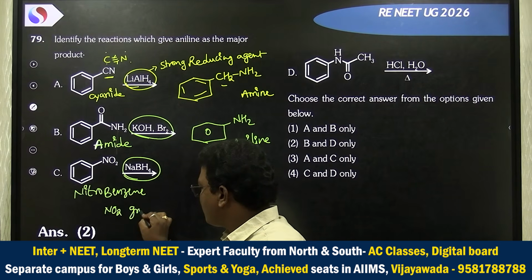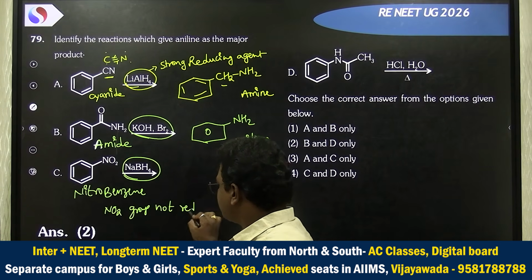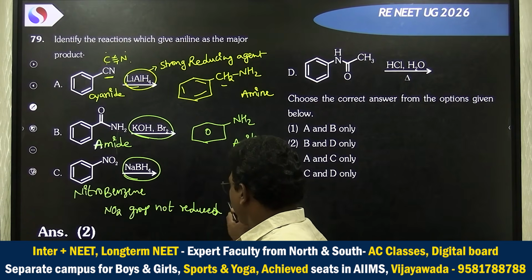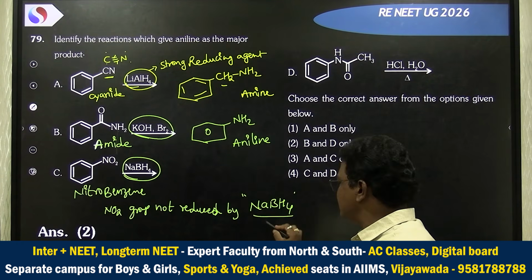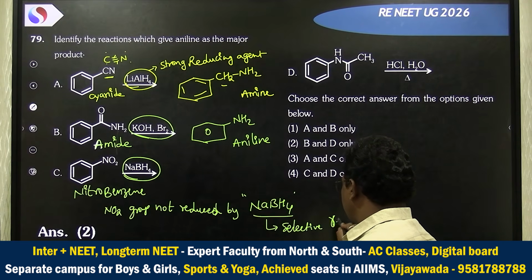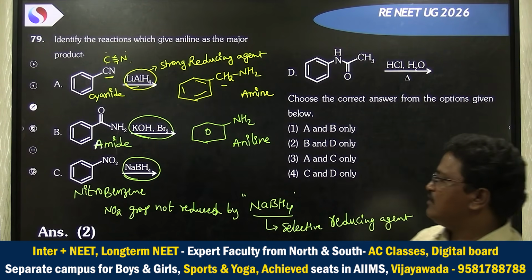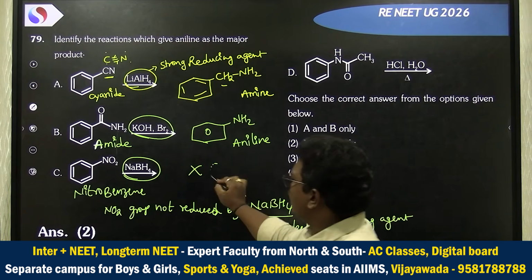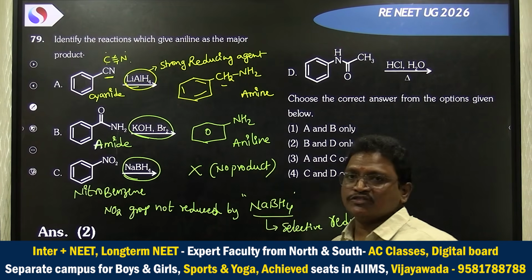NO2 group is not reduced by NaBH4 because NaBH4 is a selective reducing agent. This is a selective reducing agent. Because of this reason there is no product here. ఇక్కడ ప్రొడక్ట్ వస్తుందా అంటే ఏం రాదు.